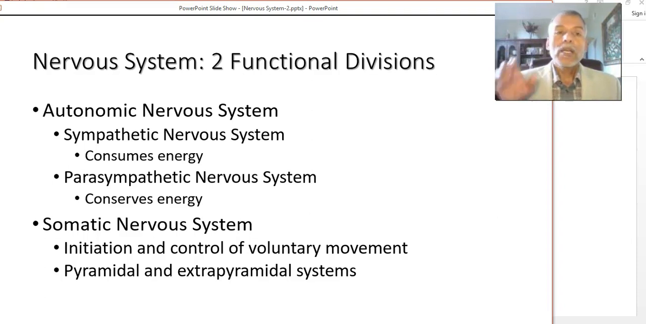And these are run by a special division of the nervous system that we know functionally as the autonomic nervous system. The autonomic nervous system in itself has two other divisions, two minor divisions. One is called the sympathetic nervous system, and one is called the parasympathetic nervous system. So the sympathetic is a system that is concerned with consumption of energy in the body.